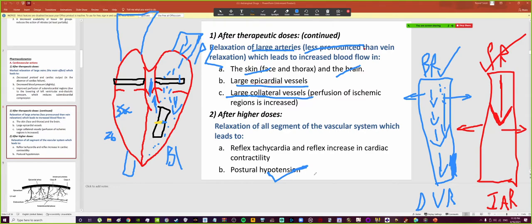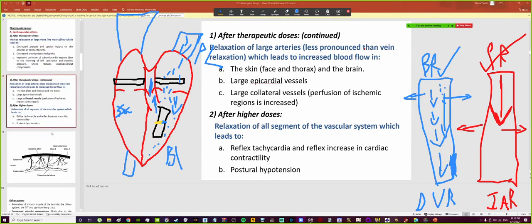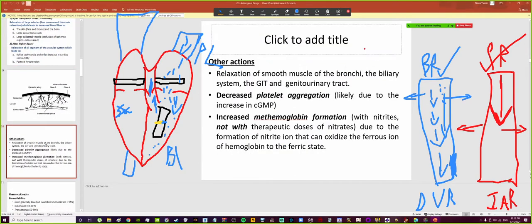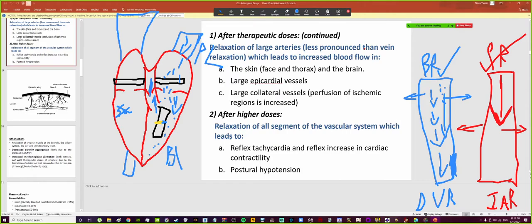Okay? And unfortunately, you see where I'm going with this? At higher doses, this can undo its goal in the first place, which is to decrease the oxygen demand. There's going to be reflex tachycardia and a reflex increase in cardiac contractility, so there's going to be increased consumption of oxygen, and what you've done is that you've literally undone its effect. So you should be very careful when it comes to taking nitrate at a therapeutic dose. Okay? And this goes for any vasodilator.